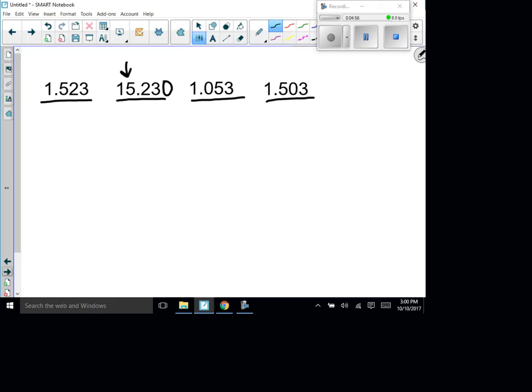Then they go 1.5 on this one right here. And then this one goes 1.0, and this one goes 1.5. So I know the 1.0 is the smallest one. 1.053 is the smallest. Let's cross it out.